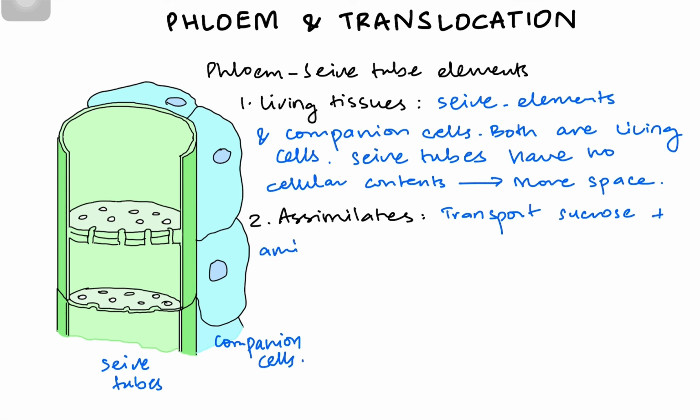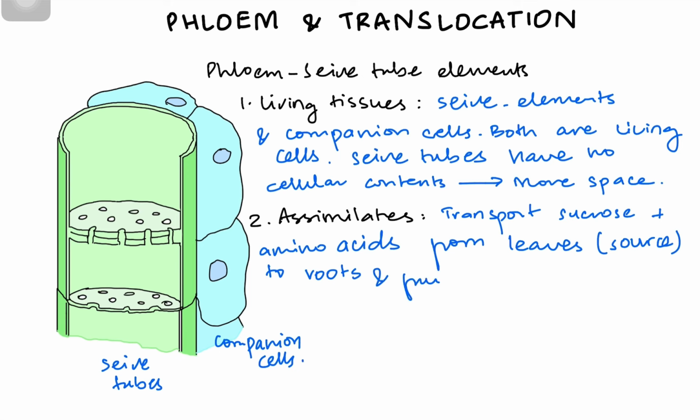So they transport sucrose, which is a kind of sugar, and amino acids from leaves. These leaves are the source of those sugar molecules because they have the mesophyll tissue where sugars are made. From the leaves to the roots and fruits and flowers. Why do roots, fruits and flowers need them? Because they are the sink, they are the regions where food is stored.